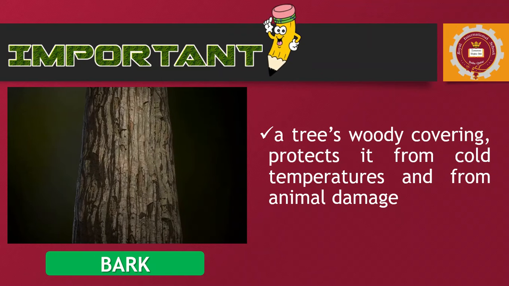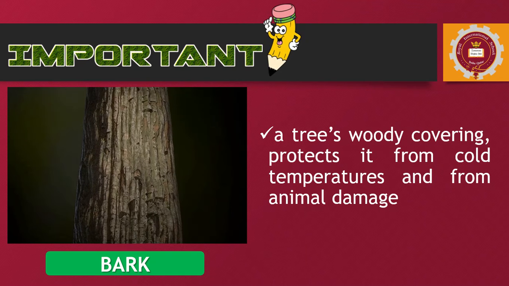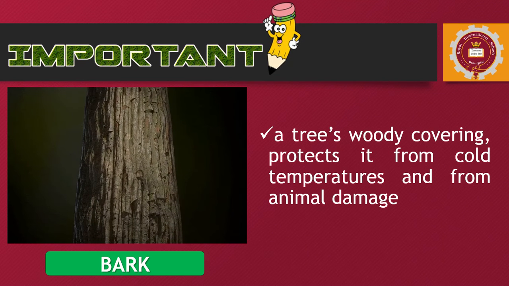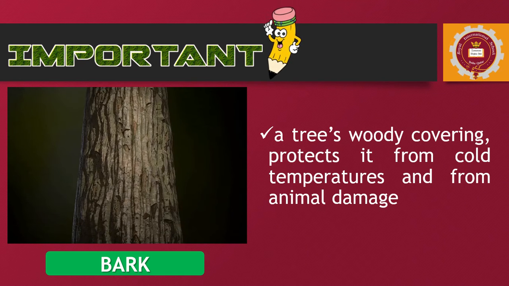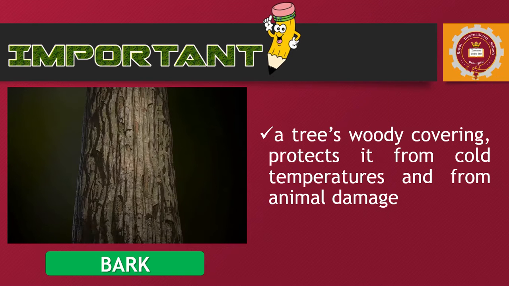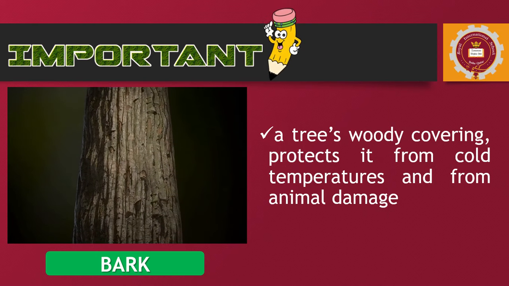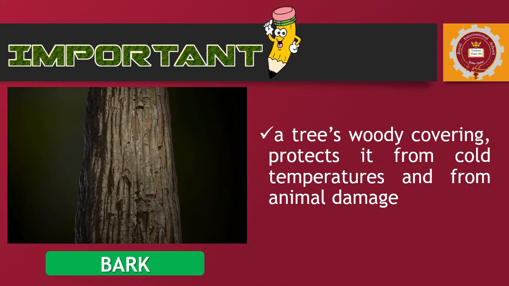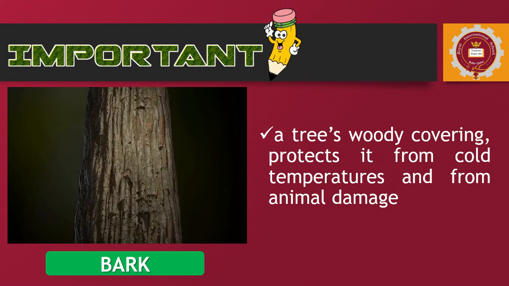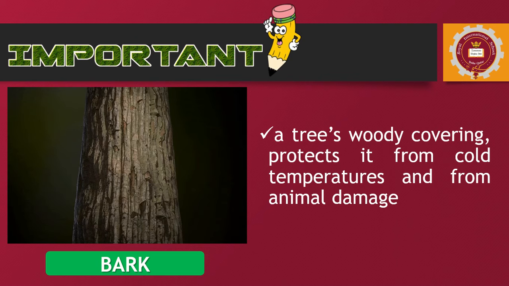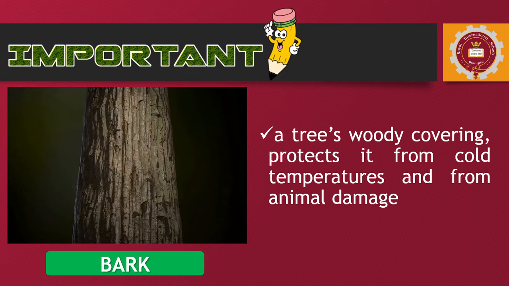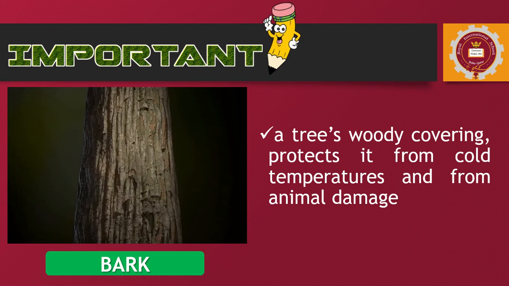Okay, it is a tree's woody covering. It protects from cold temperature. We know that the bark of any tree is very strong. Not only animals, if we come and try to hit, we will feel pain. It's almost as strong as a wall, sometimes stronger than walls in case of bigger trees, right? So how does a bark help a tree? It protects it from cold temperatures, and it also protects the tree from animal damages.